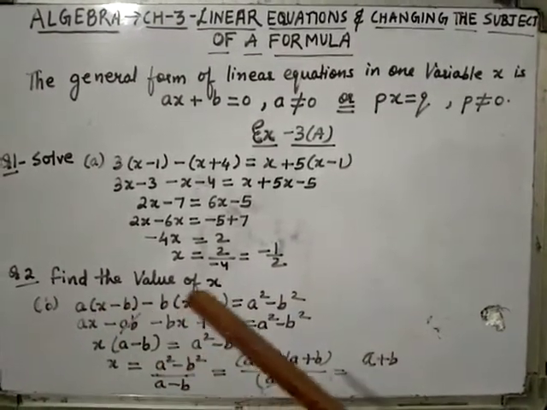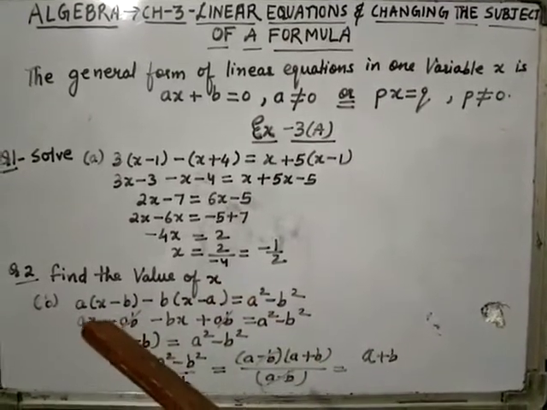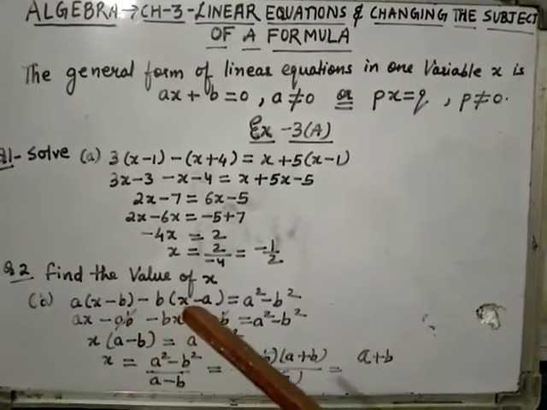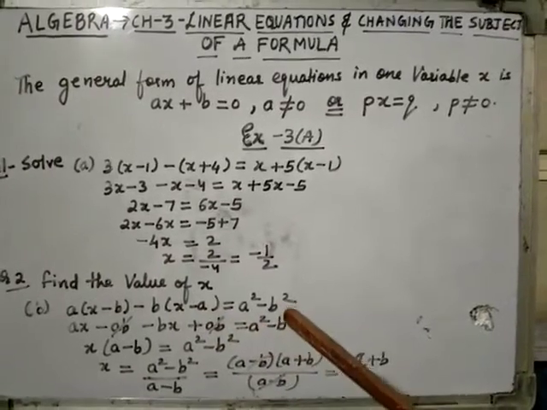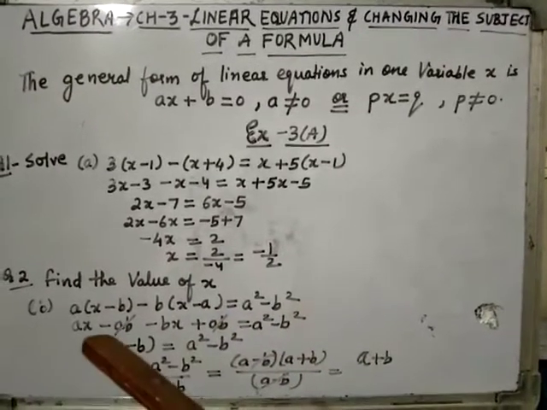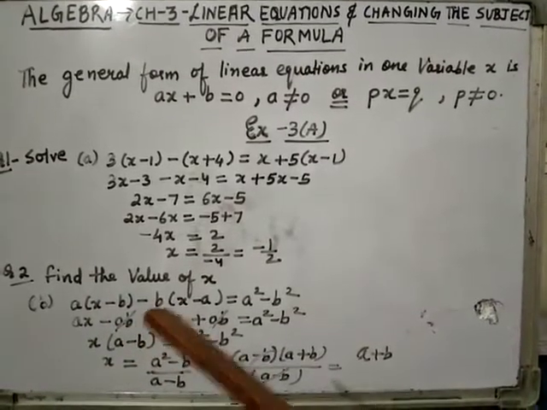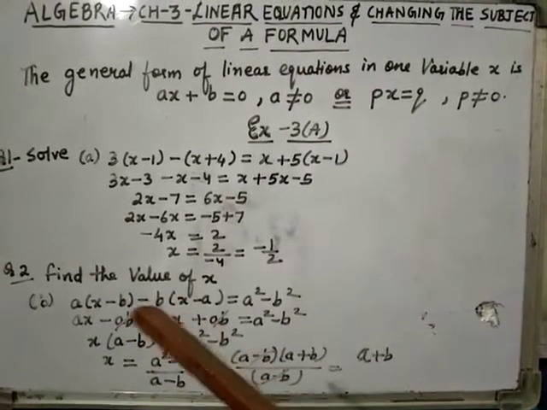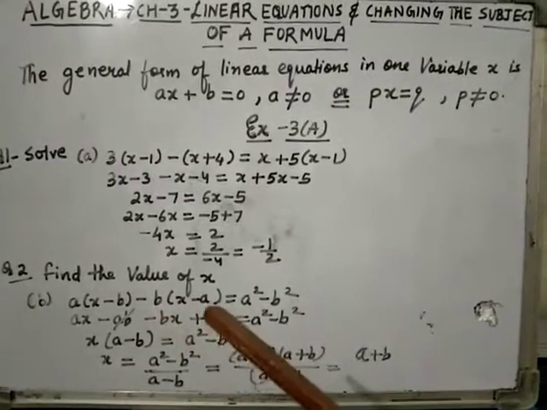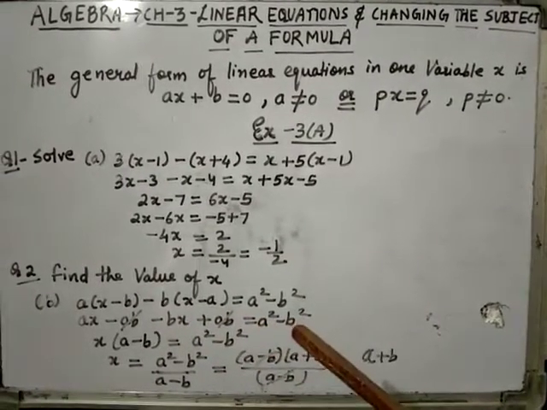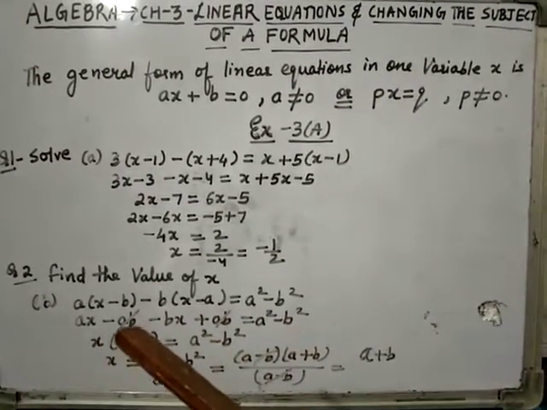Question number 2, find the value of x. a into x minus b, into x minus a, equal to a square minus b square. Again you open the bracket. a into x is ax, a into b is minus ab, minus b into x is minus bx, minus and minus plus b into a is ab, equal to a square minus b square. Plus ab minus ab is cancelled.